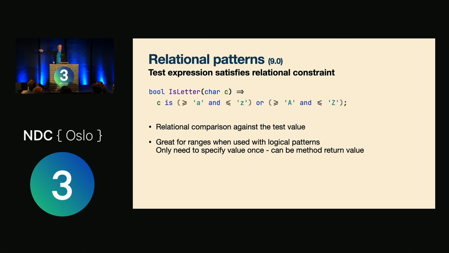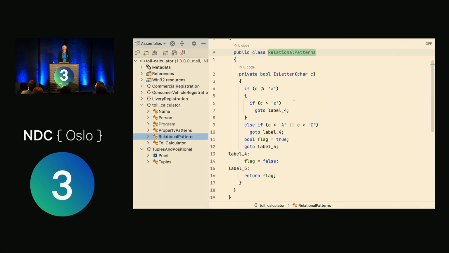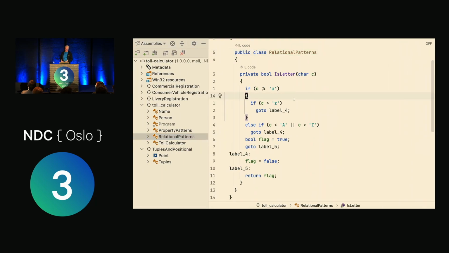Given a pattern like this, we've got a method there, isLetter, which is an expression-bodied member. We're just going to return the result of this is expression as a pattern. And we're doing a relational thing: it's between a and z lowercase, or it's between A and Z uppercase. We can then see what that decompiles to.